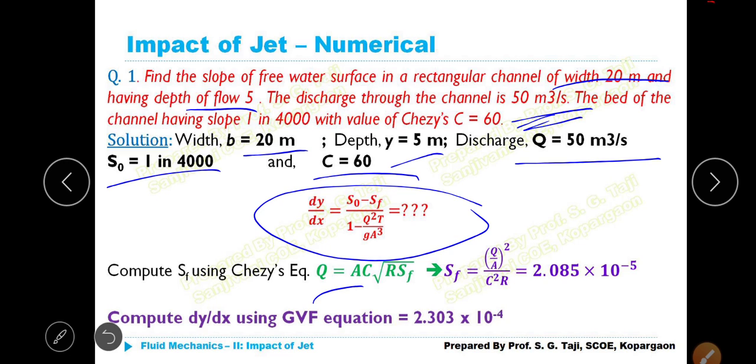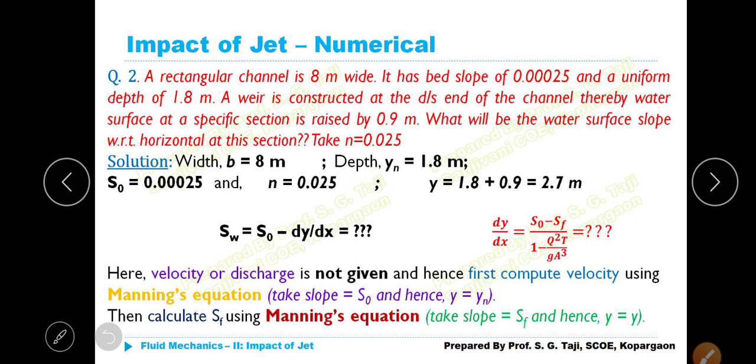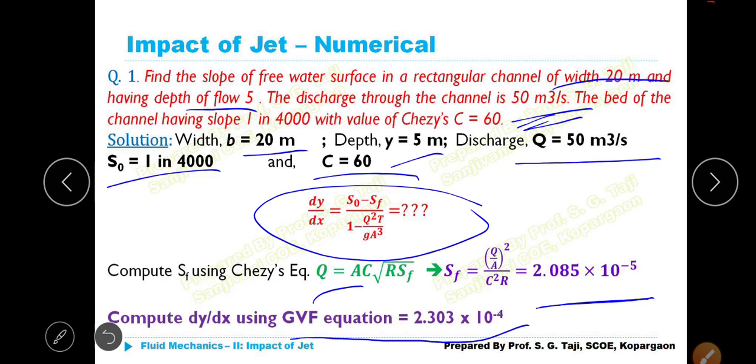If you substitute the values, you will get SF is equal to 2.085 multiplied by 10 to the power of minus 5. Compute dy by dx using GVF equation, you will get 2.303 multiplied by 10 to the power of minus 4. So these things you have to substitute the values and you have to calculate. Over. One numerical problem. It does not require more because it starts with simple.